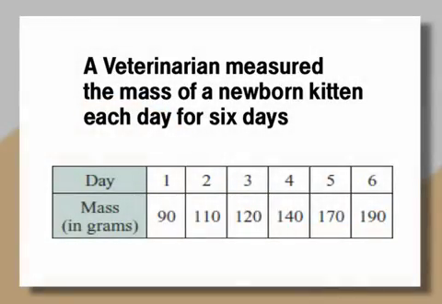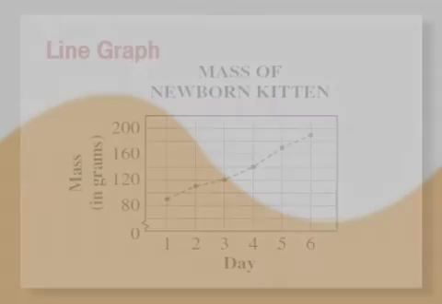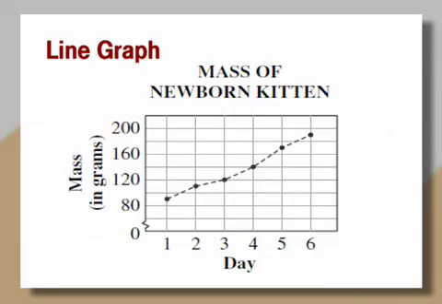Continuous data can take any value within a given range. An example would be a person's height or the weight of a dog. This table shows the number of days that the kitten was measured and the mass in grams for each day measured. Remember, continuous data is data that's measured over time, so the line graph would be the best representation of the data.